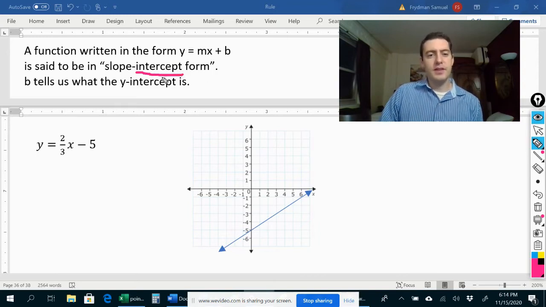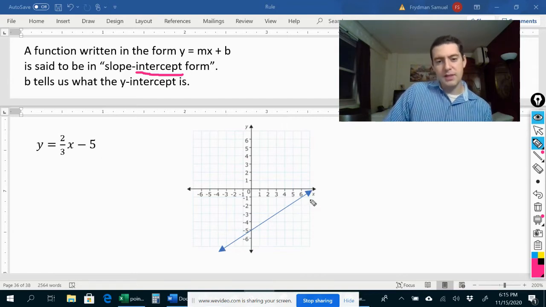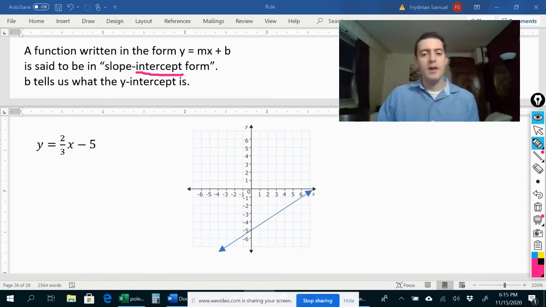The reason that it says intercept is because b, this number over here, tells us what the y-intercept is. So it's very simple. Whatever the b is, that tells us exactly where the y-intercept is going to be if we were to graph the solutions on a coordinate plane like this. This line represents all of the solutions to this equation, and the arrows at the end mean that the line just keeps going, because there are actually an infinite number of solutions.